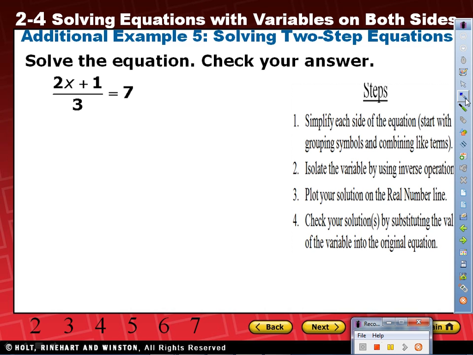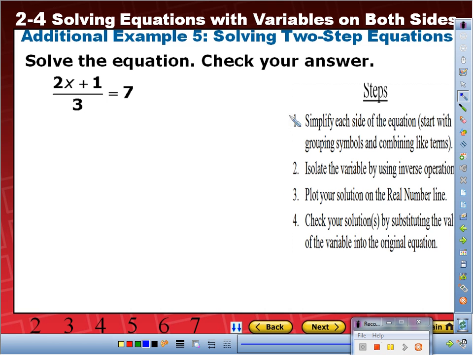Okay, let's do this one together. So step one, simplify. And we're going to start with our grouping symbol. Do we have a grouping symbol? Yes, it's the division sign, right? Or the fraction bar. So I'm going to focus on the numerator. Can I simplify the numerator anymore? No. How about the denominator? No. However, let me show you something. Everybody look up to the screen, please.